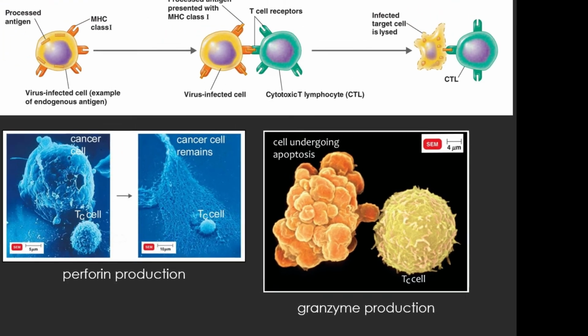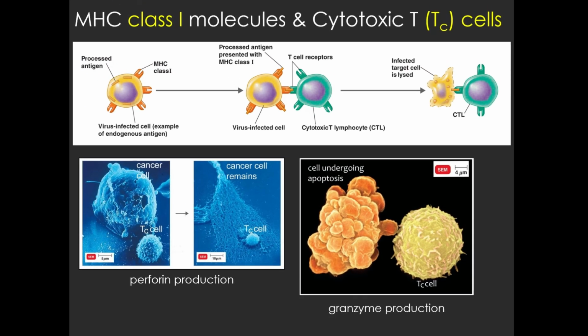So the interaction between a cytotoxic T cell and an infected body cell is pretty simple. The interaction results in an activation of the cytotoxic T cell to produce either perforin or granzyme, which kills the cell. Now, I don't really care if you remember perforin or granzyme. I prefer that you just keep it simple and remember that the cytotoxic T cell kills the target cell.